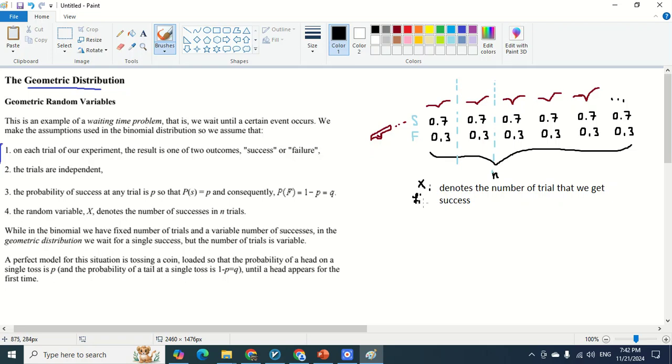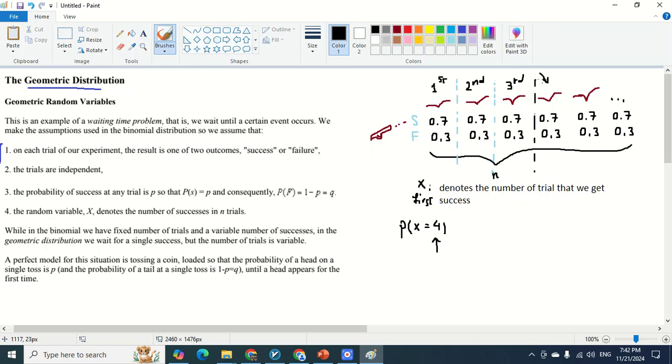So what do I mean? For instance, if I just say what is the probability of x equal to 4, I'm not looking for the number of successes. The number 4 over here determines the location of the success. Not in the first location. If it's the first location, then we have the second one, then the third one, and the fourth one as well. The third one and the fourth one is a case that we are looking for. It means that I want to get the first success at the fourth one.